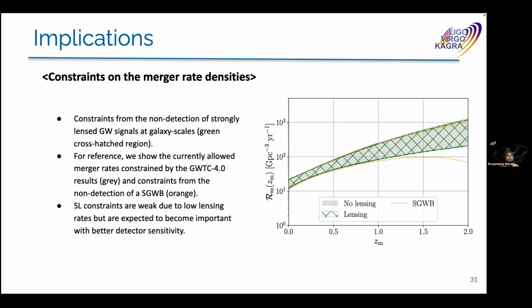We check to see, if these models are correct, then how many strong lenses we should have detected. We find that all of the models shown with the green hatched region are allowed as they are consistent with the non-detection of strongly lensed gravitational wave events. For reference, we also show similar results from the non-detection of the stochastic gravitational wave background from another working group in the collaboration. In the near future, when we begin to have confident detections of strongly lensed events, we will be able to put more stringent constraints on these merger density models.